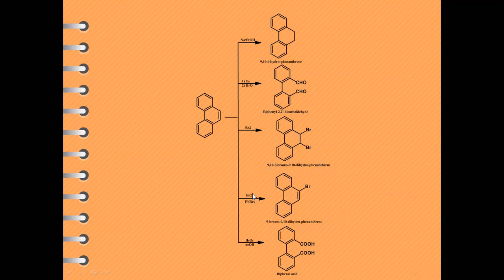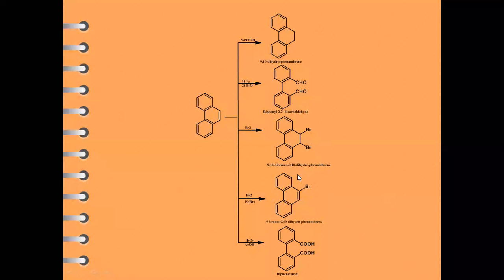If we do a specific bromination in the presence of ferric bromide, there will be a substitution of only one bromine in the structure of phenanthrene. So there is formation of the monosubstituted product, that is 9-bromophenanthrene. So only the monosubstituted product. Then if we react phenanthrene with hydrogen peroxide in the presence of alcohol, there is formation of diphenic acid. So these are the chemical reactions of the phenanthrene nucleus.